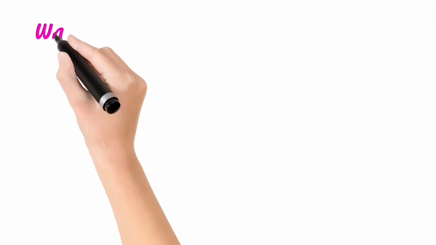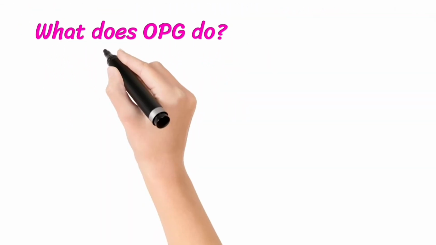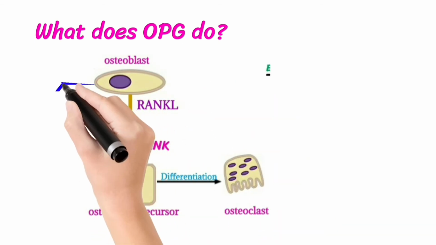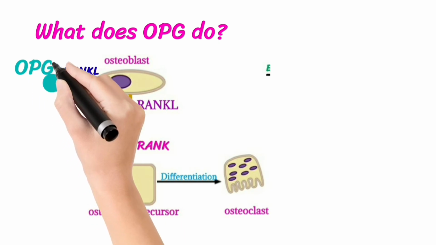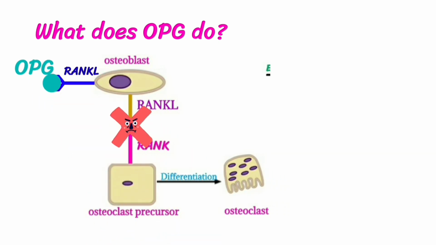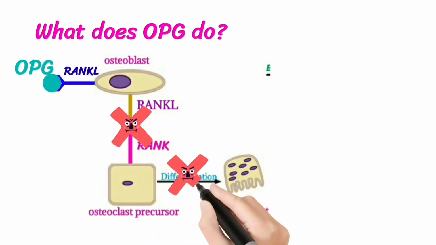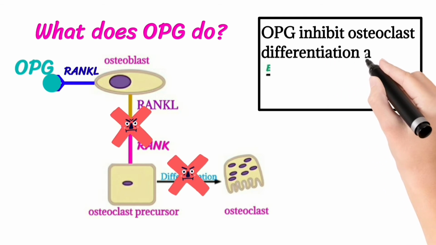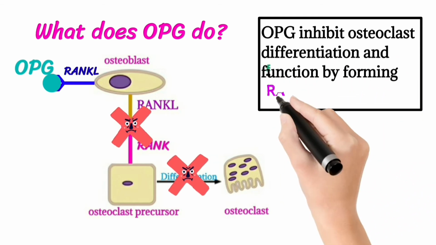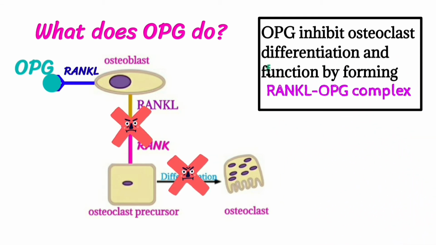What does OPG do? OPG protein binds to RANKL receptor to form a RANKL-OPG complex. The RANKL-OPG complex does not allow the RANKL receptor to bind with the RANK receptor. The osteoclast precursor does not differentiate into osteoclast. OPG inhibits osteoclast differentiation and function by forming RANKL-OPG complex.